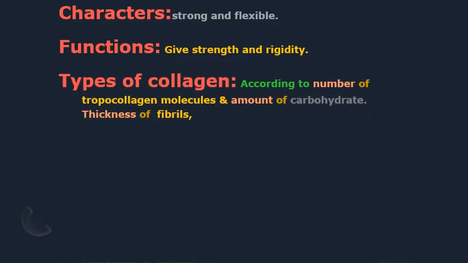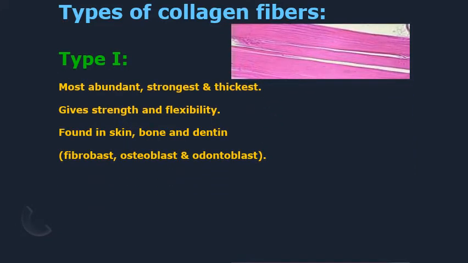Types of collagen, there are about 13 types. We are going to discuss only 5 types. According to the number of the collagen components, the amount of carbohydrate, the thickening of the fibers and their origin, we have type 1, which is the most abundant, the strongest one, gives strength and flexibility, found in the skin, bone, and teeth. So they are produced by the fibroblast, osteoblast, and the odontoblast.